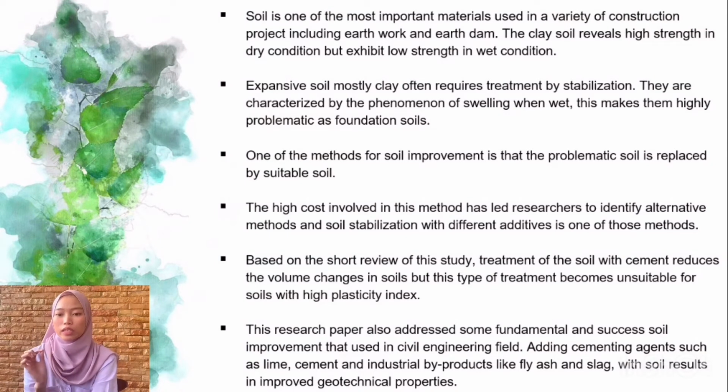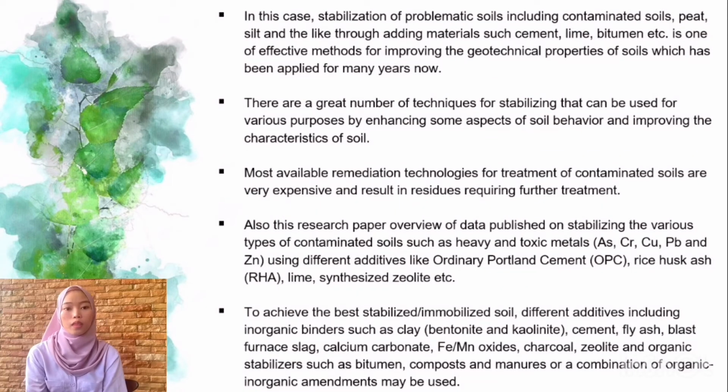Adding cementing agents such as lime, cement, and industrial byproducts like fly ash and slag to soil results in improved geotechnical properties. In this case, stabilization of problematic soil, including contaminated soil, peat, silt, and the like, through adding materials such as cement, lime, bitumen, etc. is one of the effective methods for improving the geotechnical properties of soil, which has been applied for many years.